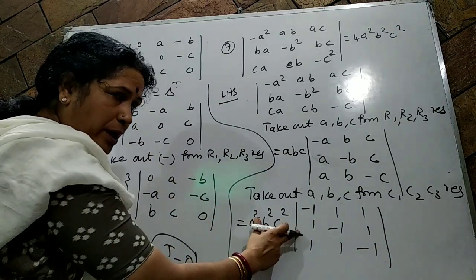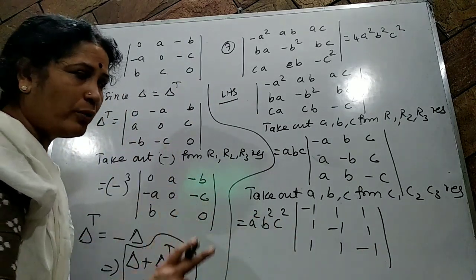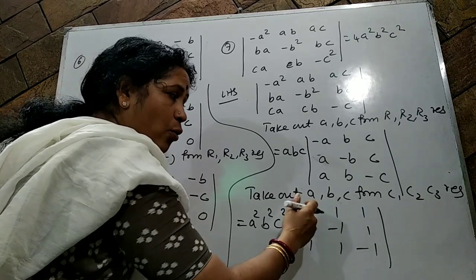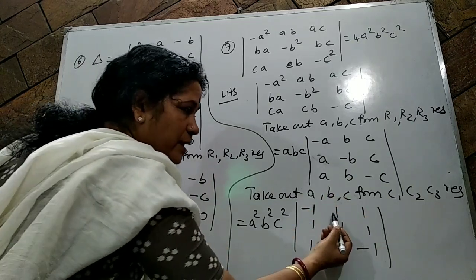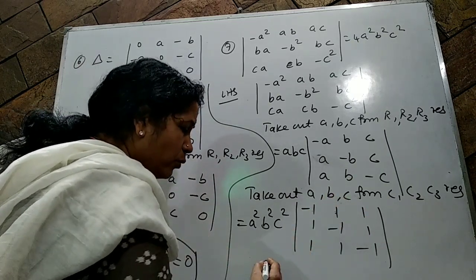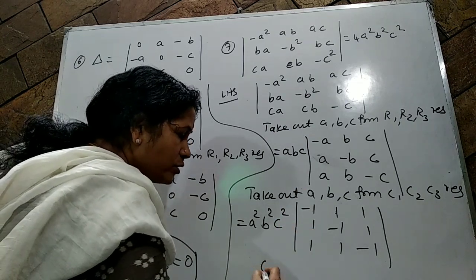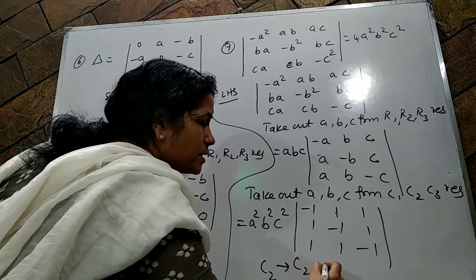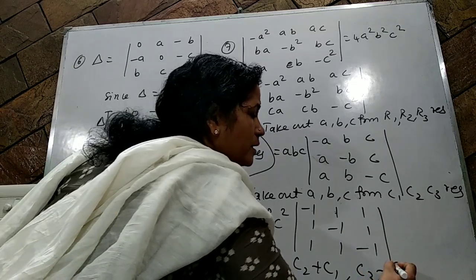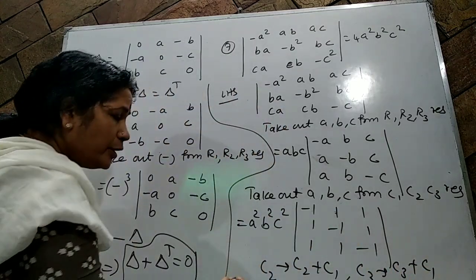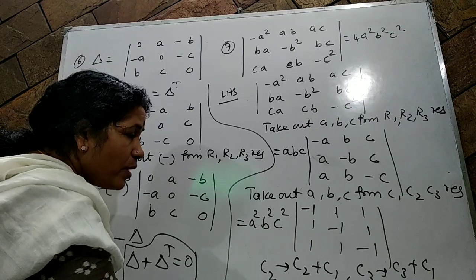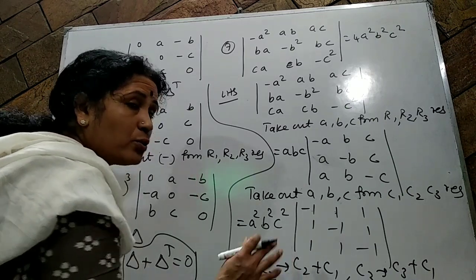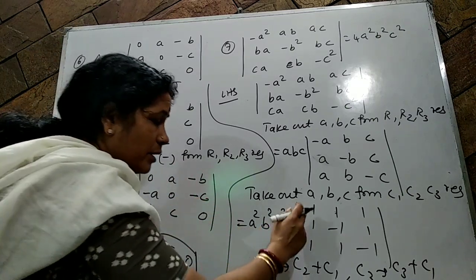Now if you don't open directly, you should bring at least 2 zeros inside the determinant. For this, row wise or column wise is up to your choice. If I'm adding these two, I will get 0. Now I'm keeping C1 as a constant. C2 can be written as C2 plus C1 and C3 can be written as C3 plus C1. If I do this operation, what is the purpose of doing this operation? So that I get a 0 inside the determinant.